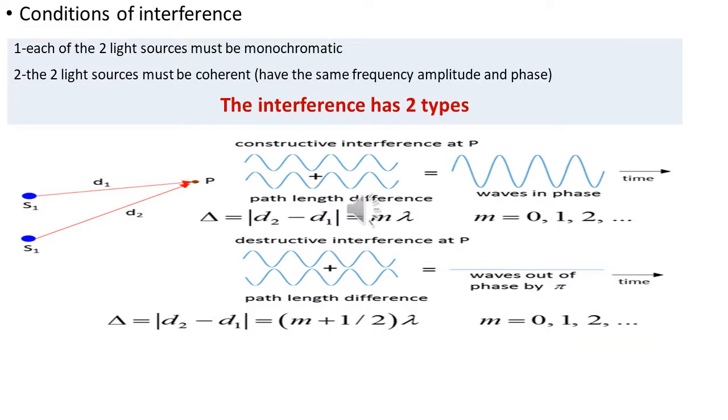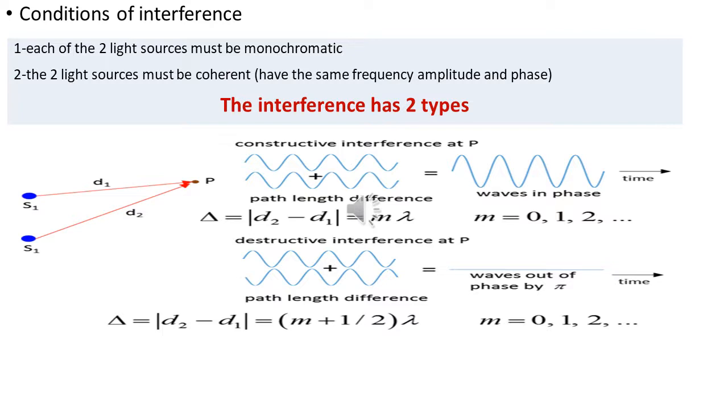The conditions of interference. Number 1. Each of the two light sources must be monochromatic. Number 2. The two light sources must be coherent, having the same amplitude, frequency, and phase. We have two types of interference: constructive interference and destructive interference.